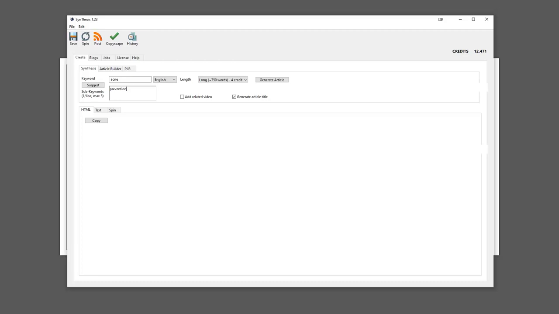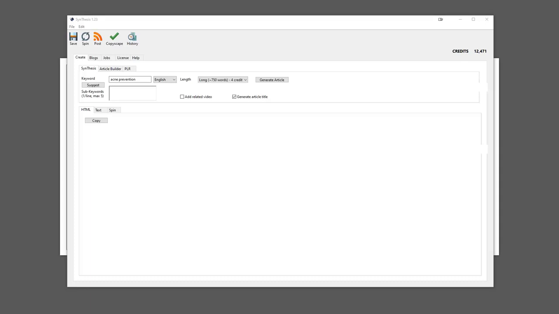You can use a fairly narrow keyword in the main keyword box if you want to. So we could actually put it like this. Just bear with me one second while I take a sip of water. Apologies. So you could put it as acne prevention.